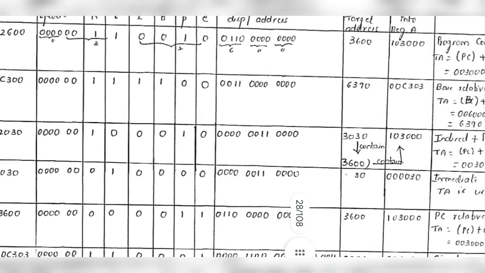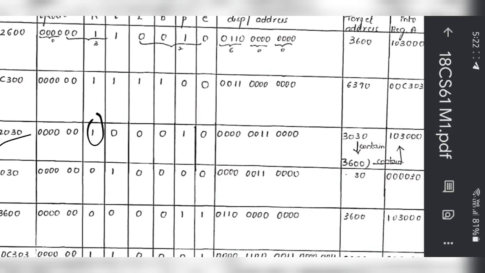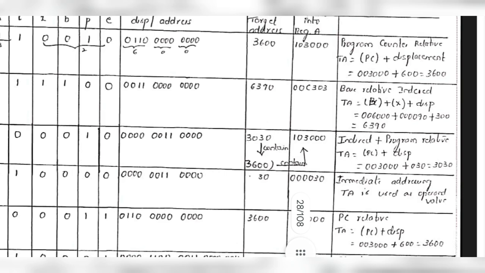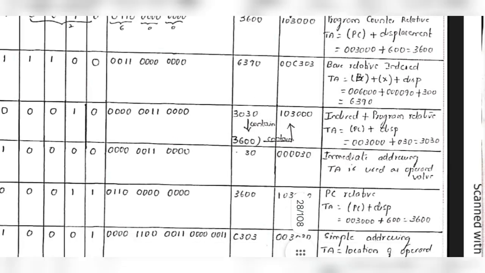Then we have the third one. Here we have n is equal to 1 and p is equal to 1. n is equal to 1 means it's indirect, right? So for indirect, the formula is indirect plus programmability, that is nothing but PC plus displacement. In indirect, the target address calculation will be the same. If it is PC, it will be PC plus displacement, but what value we get, that matters.